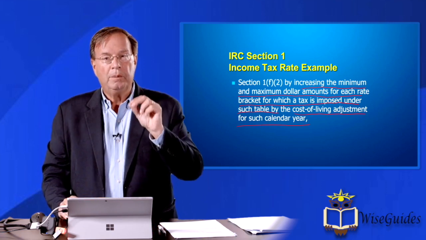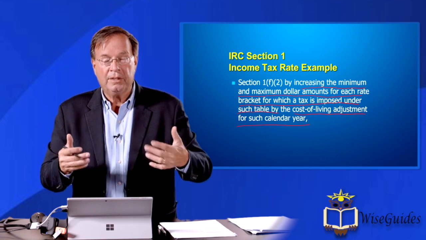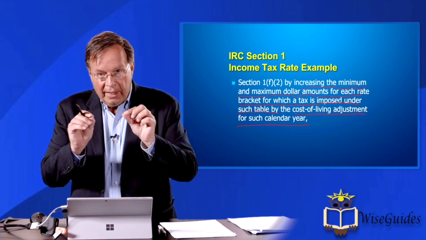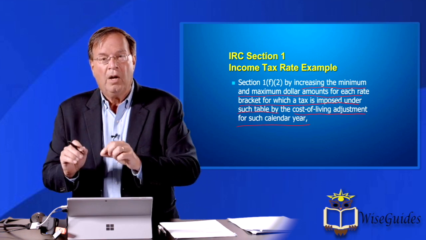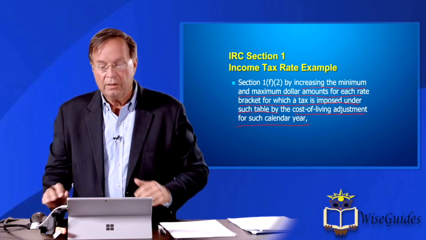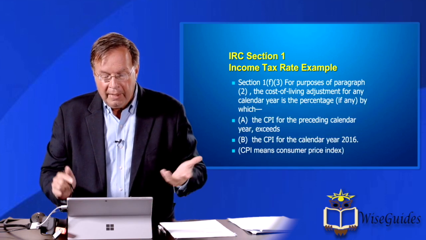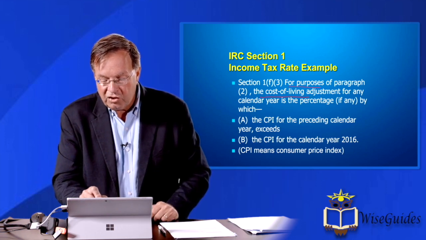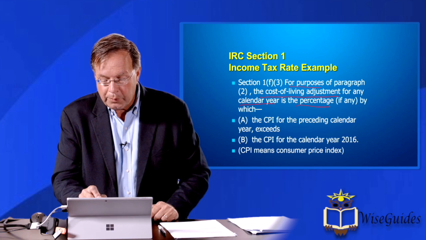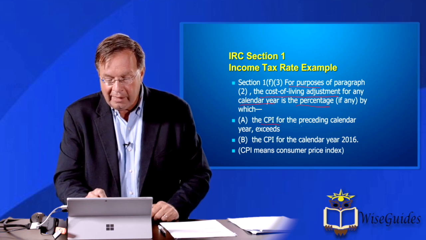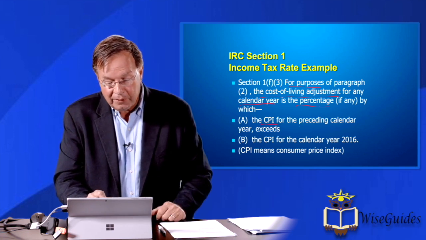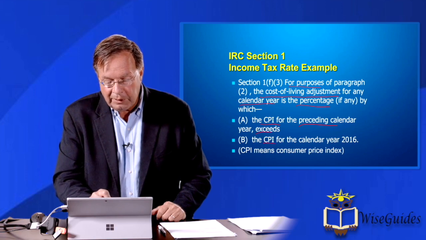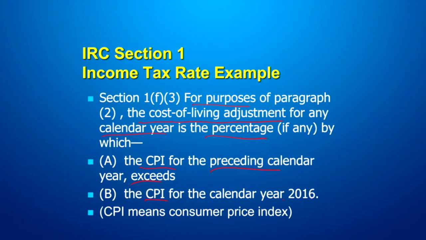So what the Treasury Department has to go through is go into those tables and effectively go into those rates and change where everything goes, not based on what they feel, but rather what the cost of living adjustment basically says. And then it'll go through and say, for the purposes of the paragraph, the cost of living adjustment for any calendar year is the percentage by which the CPI for the preceding calendar year exceeds the CPI for the current calendar year, and that'll be your consumer price index. Okay? So it's a simple mathematical formula.